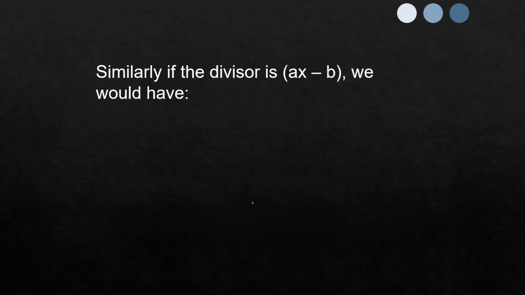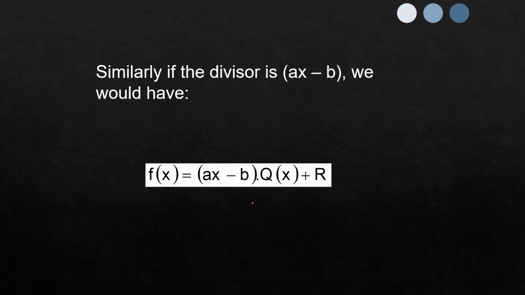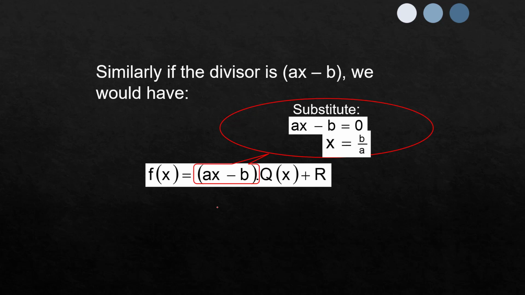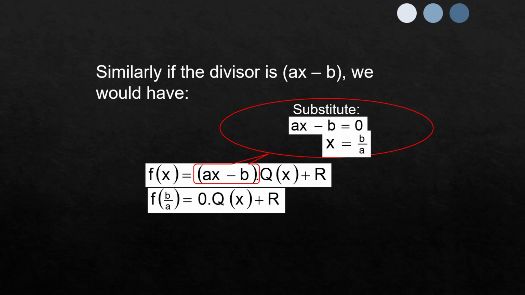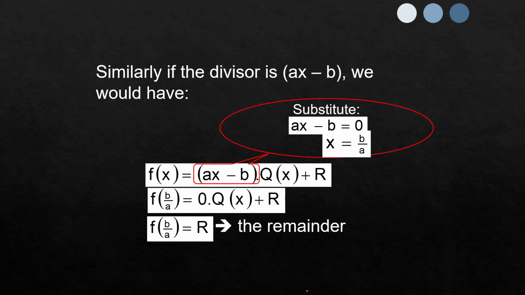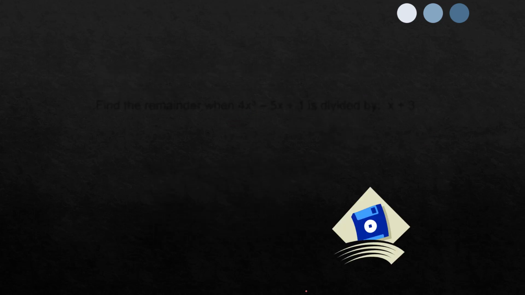Similarly, for the divisor ax - b, what you substitute will be the zero of ax - b. ax - b equals 0 when x equals b/a. So when ax - b becomes 0, 0 times q(x) will also be 0, then f(b/a) will equal r. And this is our remainder.